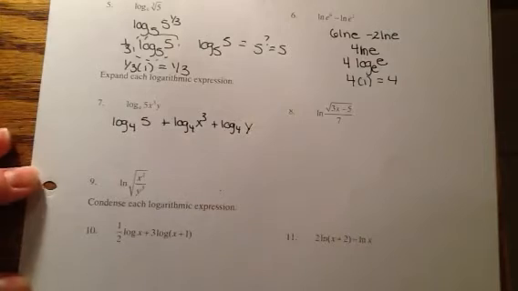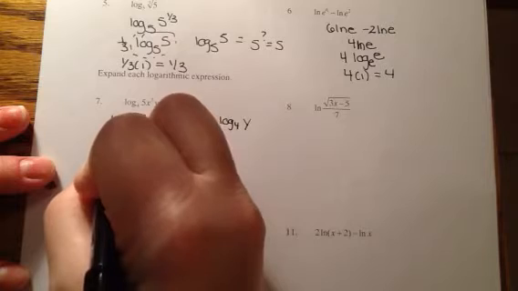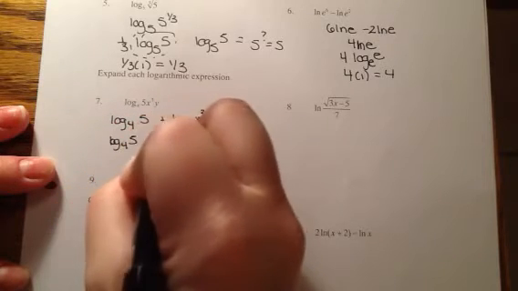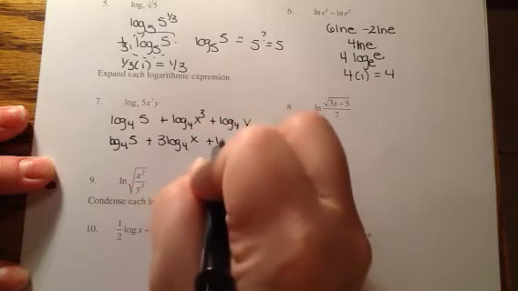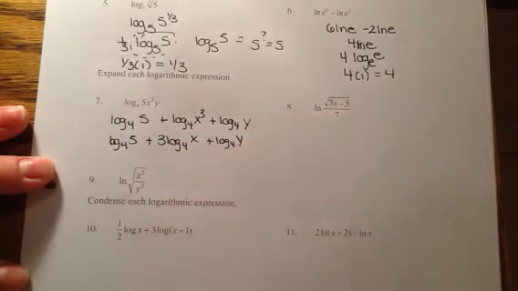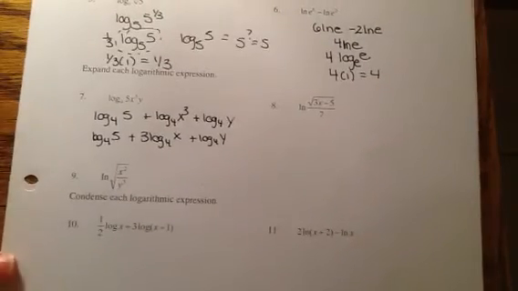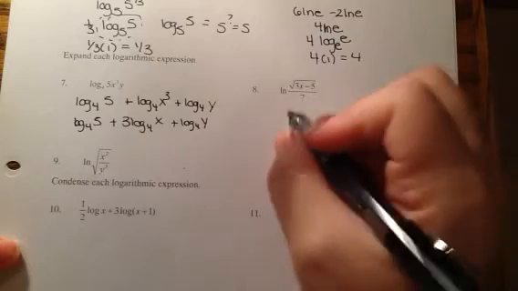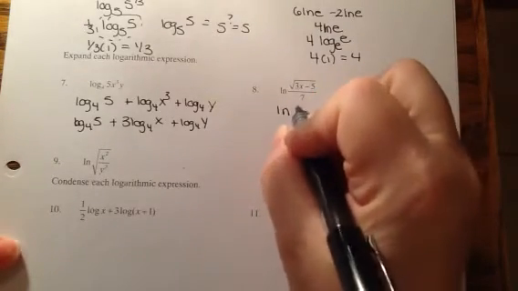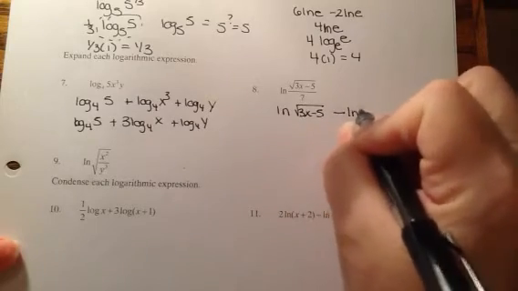And then the last thing I can do to expand it is I'm going to drop the 3 in the front. So log base 4 of 5 plus 3 log base 4 of x plus log base 4 of y. Make sure that every time you write your log base 4s. Okay, number 8. Okay, so I am dividing, so I'm going to subtract. So I have ln square root 3x minus 5 minus ln of 7.